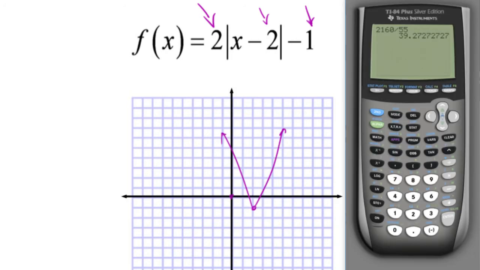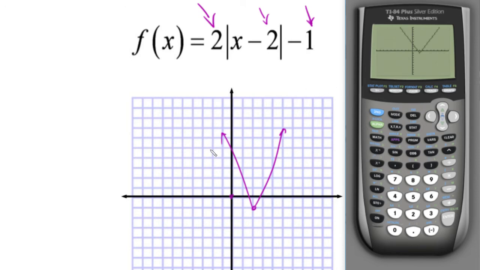But if you don't, then you can hit y equals on your calculator and put this in. So 2, and then to put absolute value, you go into math, and then you go to number, and it's the very first one, ABS. Absolute value of x minus 2, so x minus 2, close parenthesis, minus 1, and graph. Look at that, exactly what I predicted.